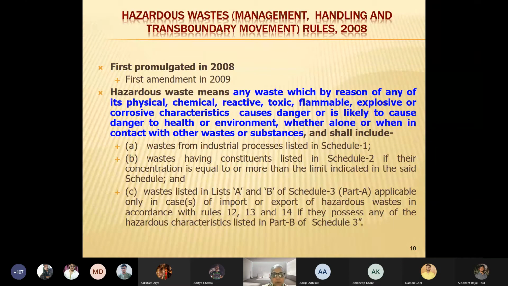Now, I'm not going to go into any of the details. The rules have specific schedules, and the waste from industrial processes is listed in Schedule 1, and those having constituents based on concentration are listed in Schedule 2, and there are certain lists A and B in Schedule 3. So in fact, I will upload the latest version of these rules, and that way you can at least go through them.